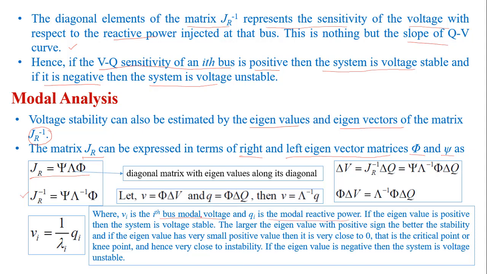So if the eigenvalue is positive, then the system is voltage stable. The larger the eigenvalue with positive sign, the better the stability, and if the eigenvalue has a very small positive value, then it is very close to 0. That is the critical point or the knee point, so it is very close to instability. If the eigenvalue is negative, then the system is voltage unstable. So obviously from this equation, this conclusion can be made that when the eigenvalue is negative, the system becomes unstable.